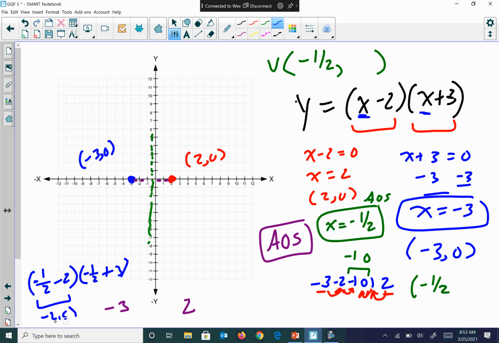This gives me negative 2.5. Again, I'm using a calculator, right? Oh, I can use a calculator? Yeah. Okay, negative 2.5. And then I have negative 1/2 plus 3, 2.5. And then I'm going to go negative 2.5 times 2.5. So that's going to give me negative 6.25. So here, now 1, negative 2, negative 3, negative 4, negative 5, negative 6.25. So that's the point right there. Negative 0.5, negative 6.25. How did I get that?